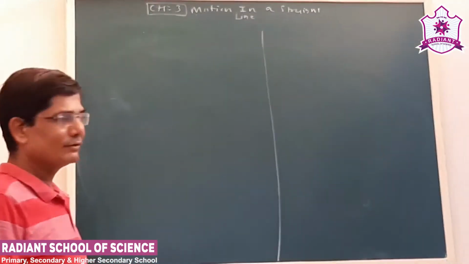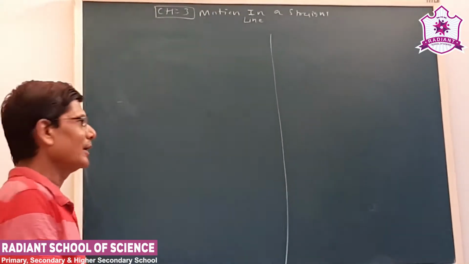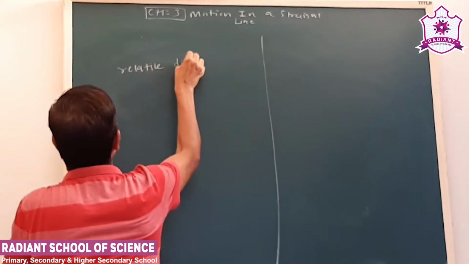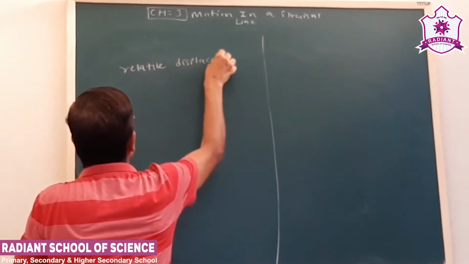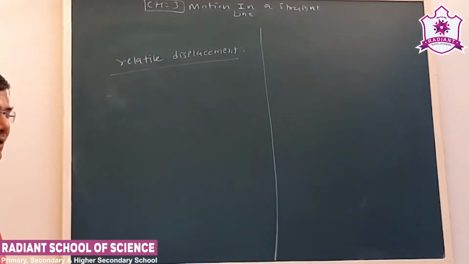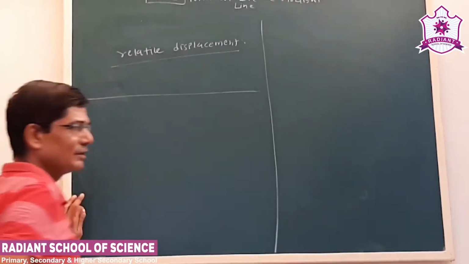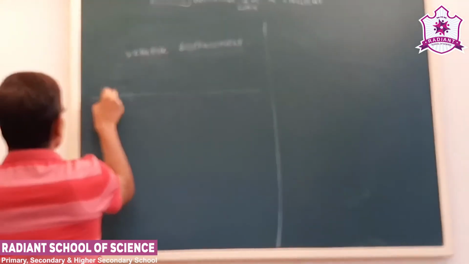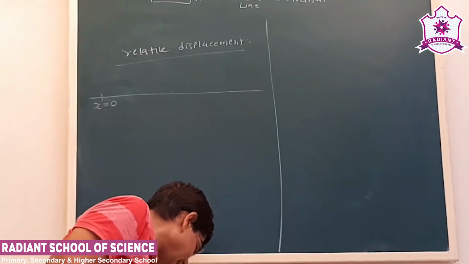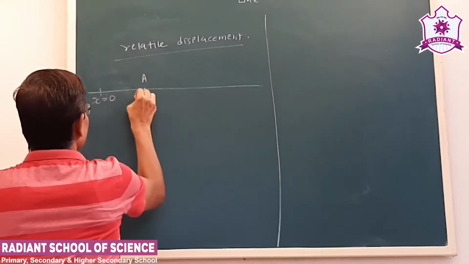Okay, now we have seen about the stopping distance. Next topic is relative displacement, and after this we will see about relative velocity. Now our motion is in one dimension. Let us say this is x equal to 0. Now let us say two objects A and B move in the same direction at t equal to 0.